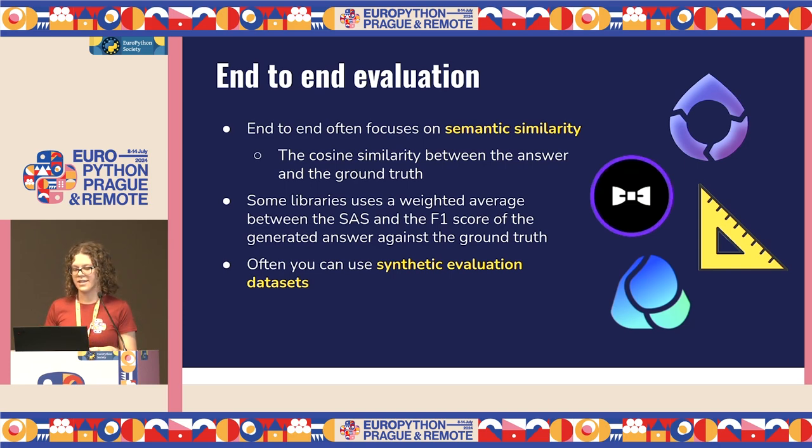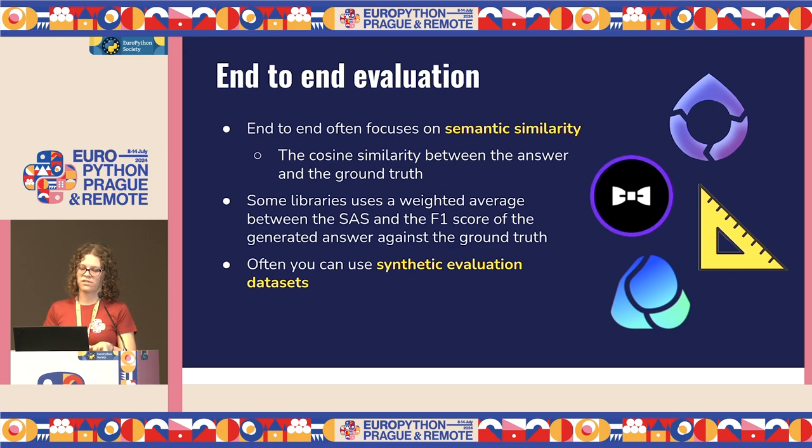One of the techniques used here is measuring semantic similarity, which is nothing else than the cosine similarity between the answer and the ground truth you were expecting for that question. So you have a dataset with questions and the reasonable answers you expect, and then you measure the cosine similarity. This is not foolproof because, again, there might be different ways to answer a question, and cosine similarity might not be perfect in those cases. So you have to take it with a pinch of salt. But right now, this is one of the most popular techniques. So that's a way you can measure the performance of your RAG pipeline.